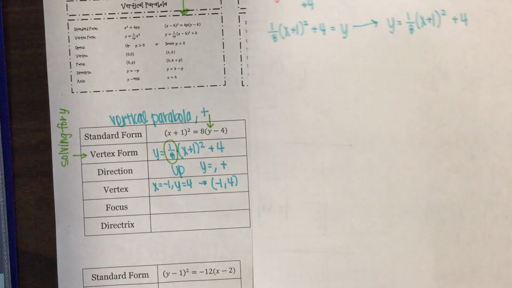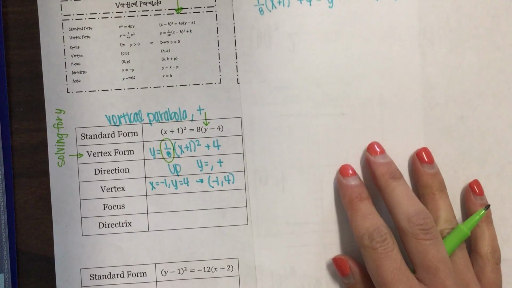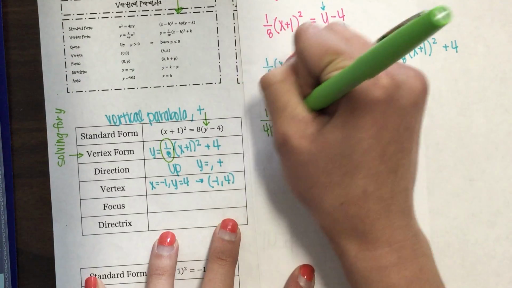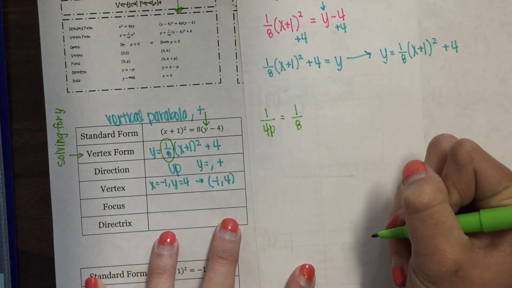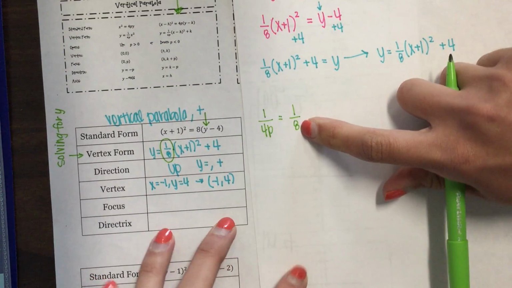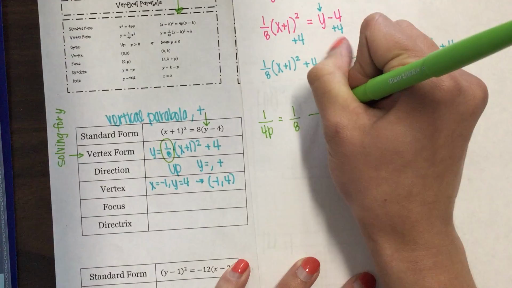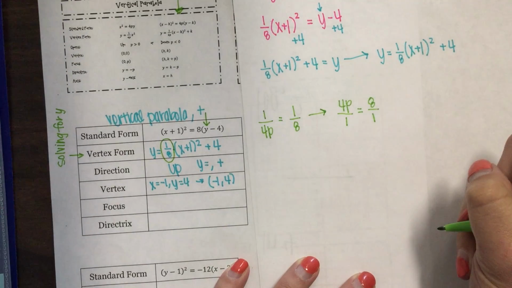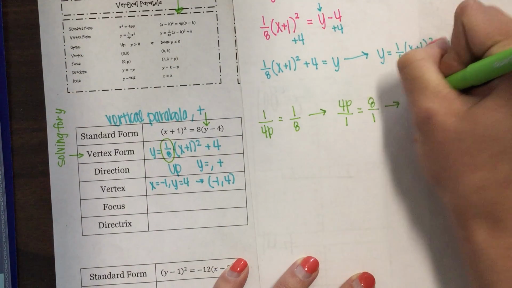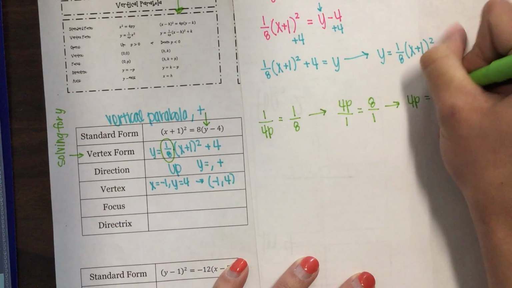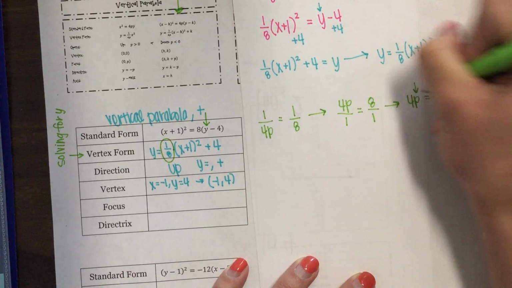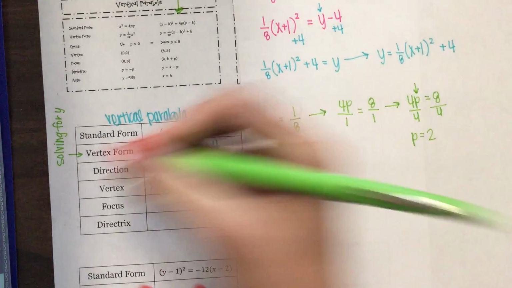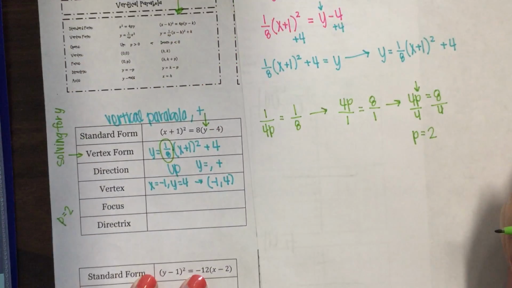Then I'm just going to get this scratch paper again. So this is going to be 1 over 4p equals 1/8. These are both over 1, so we can flip those fractions. So that's going to be 4p over 1 equals 8 over 1. Then 4p over 1 is the same thing as 4p, and 8 over 1 is the same thing as 8. Then I just have to get p by itself, so I divide by 4. So p equals 2. I'm just going to write that right here. So p equals 2.